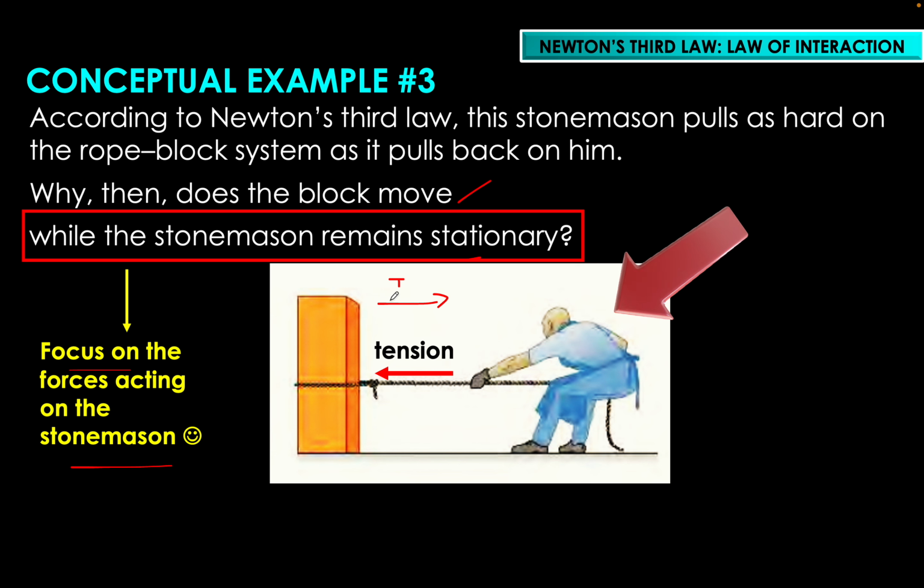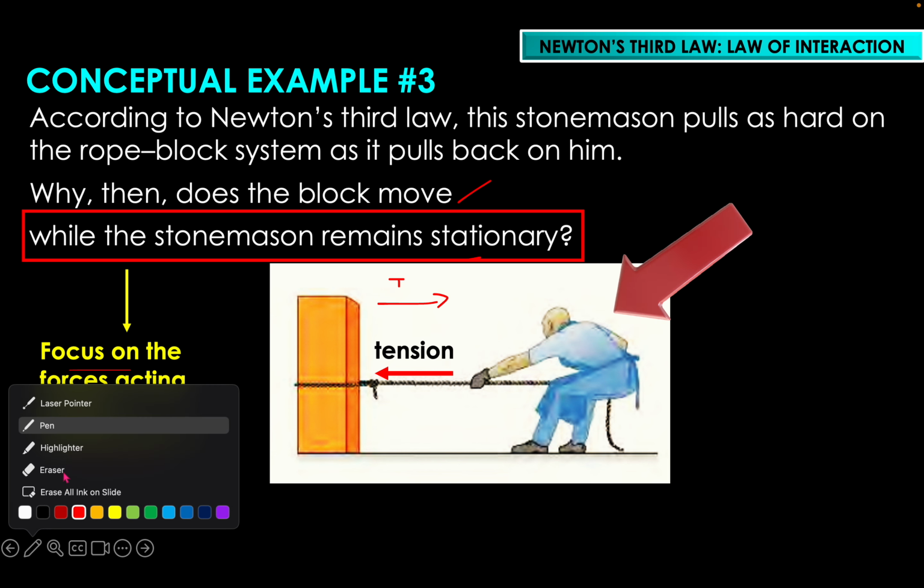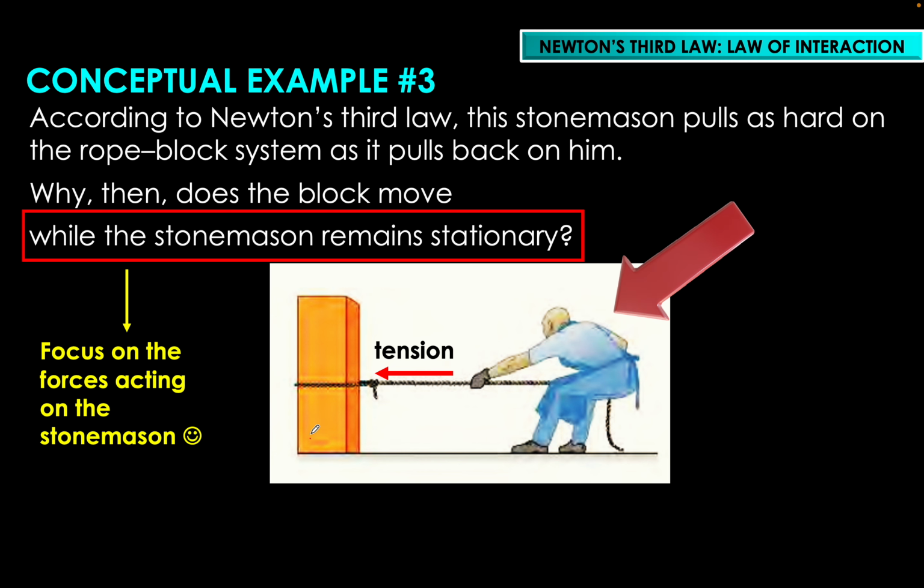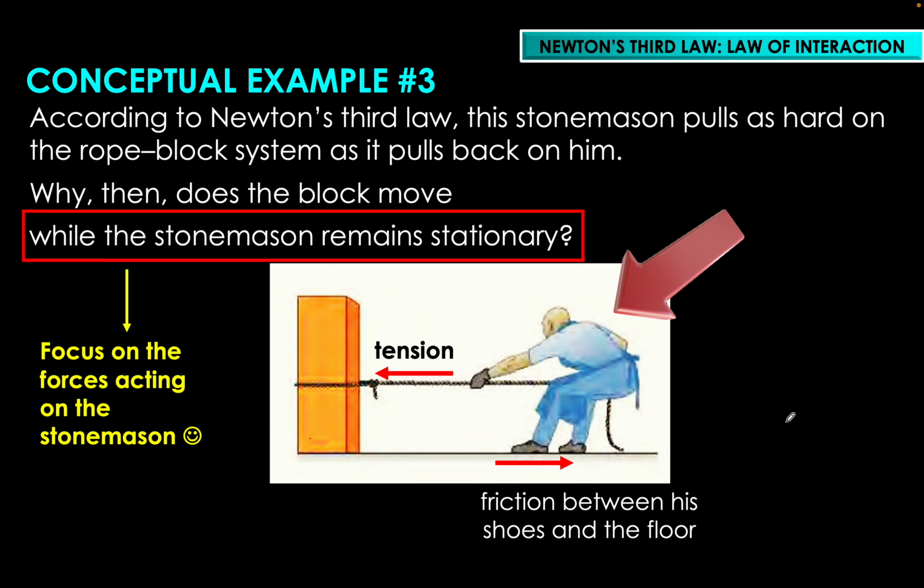And yeah, it's also true if you're thinking, Miss, tension is acting in both directions. Yes, just like in tug of war, the tension force for this particular cord is acting in both directions. We're going to erase this one because this rightward tension is acting on the block. But if we're concerned with the stonemason, we're going to consider only this leftward tension acting on him. Now, apart from that, take note, there's also this friction between the man's shoes and the floor, okay?